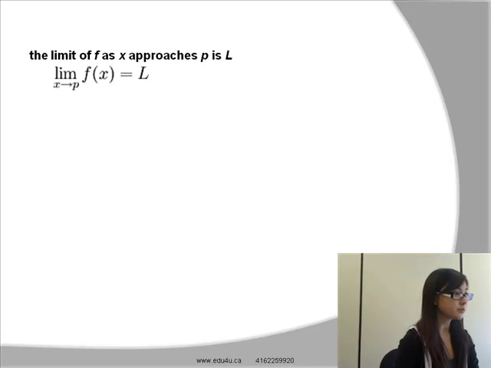Here we're presented with an expression for a limit. You see, the limit as x approaches p of f of x equals L. This means the limit of f of x, this function, as x approaches p, is L.